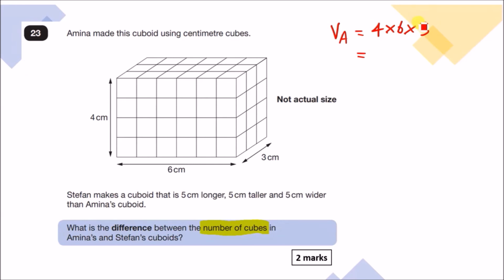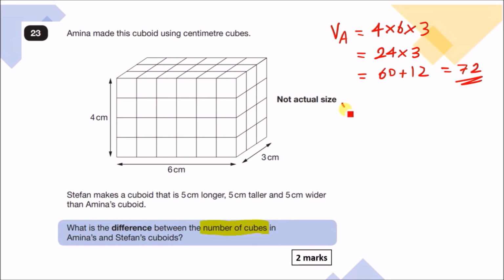I always do the 2 biggest numbers first. So 4 times 6 is 24. And then times that by 3, well, you can do this fast. 2 times 3 is 6, which is 60. Plus 4 times 3, which is 12. Add them up, you get 72. So that's the size of Amina's cuboid.